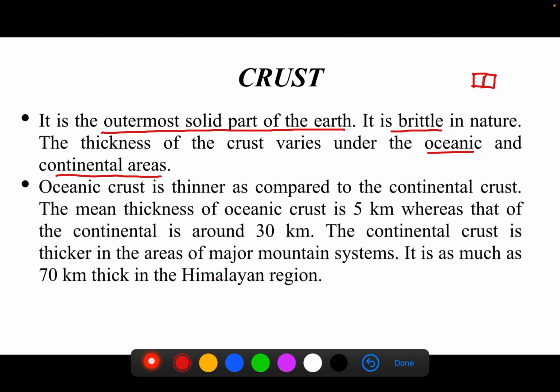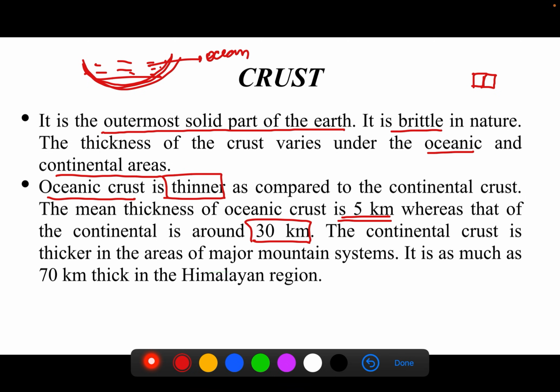So let's just understand it. Oceanic crust is thinner as compared to the continental crust. The mean thickness of oceanic crust is around 5 kilometers, whereas that of continental crust is around 30 kilometers. You might think, what is this oceanic crust? Ocean just consists of water. No, but that water is also standing upon some land, upon some crust. Here the water is filled and that is what ocean is. But what is the depth of this crust? That crust is just 5 kilometers.